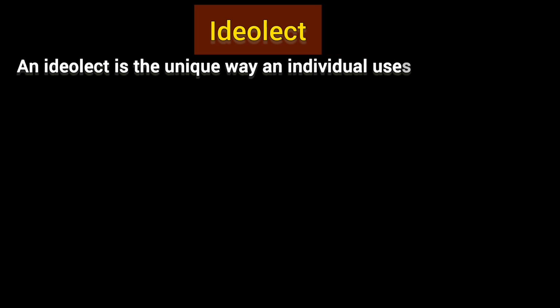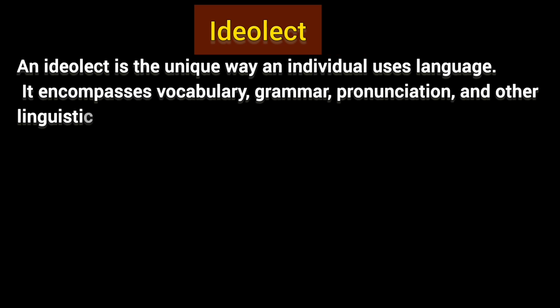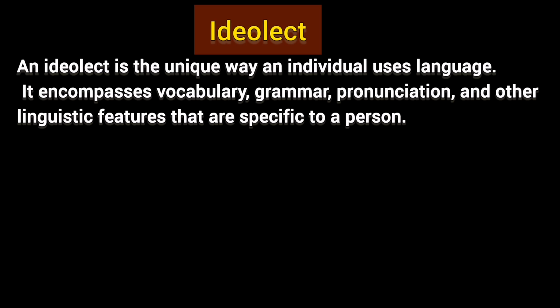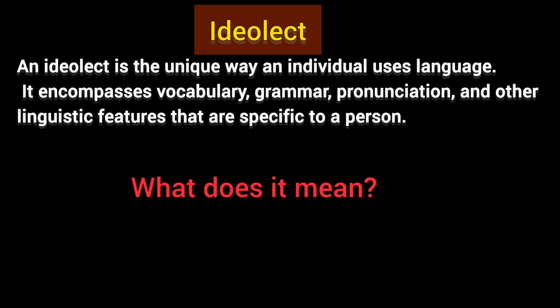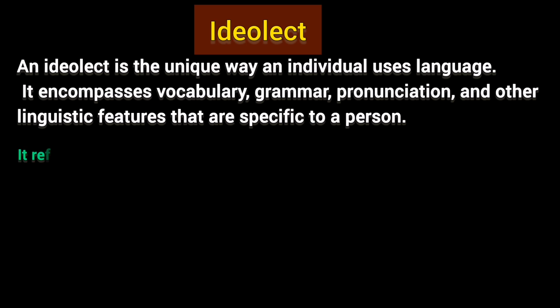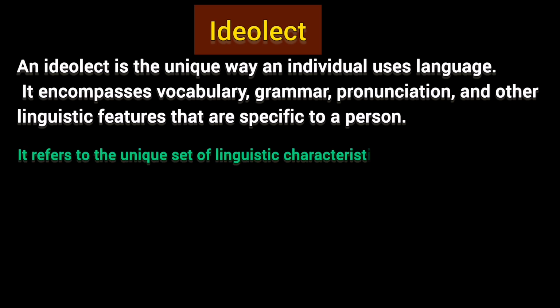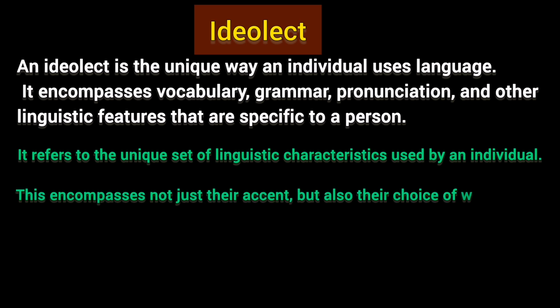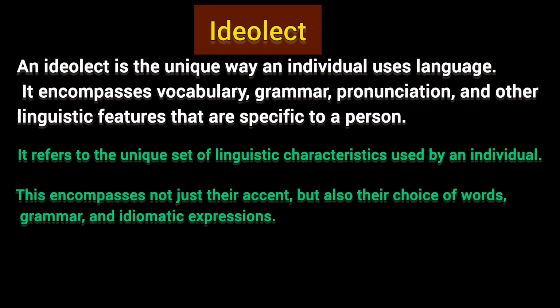Let's first learn an idiolect. It can be defined as, an idiolect is the unique way an individual uses language. It encompasses vocabulary, grammar, pronunciation, and other linguistic features that are specific to a person. What does it mean? Simply, it refers to the unique set of linguistic characteristics used by an individual. This encompasses not just their accent, but also their choice of words, grammar, and idiomatic expressions.